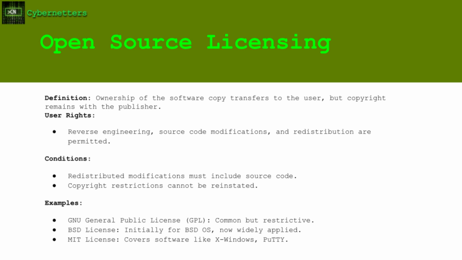So, for example, some examples of open source licenses are GNU General Public License, or GPL. It's a very common license, but it's more restrictive than others.